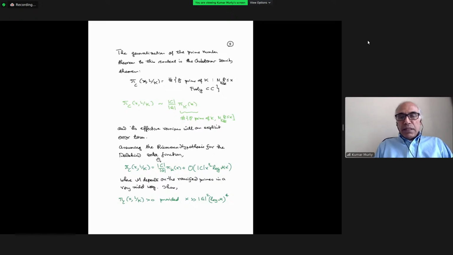So assuming the Riemann hypothesis for the Dedekind zeta function, which is a zeta function of number fields, you get the following kind of error term. You get the main term here as we have here. And then the error term, of course, the x to the half comes from the Riemann hypothesis, that is the zeros of the Dedekind zeta function being on the half line. But then the dependence on the other parameters are like this.